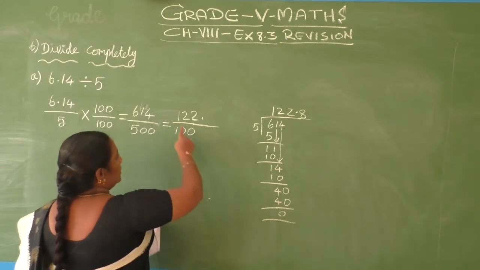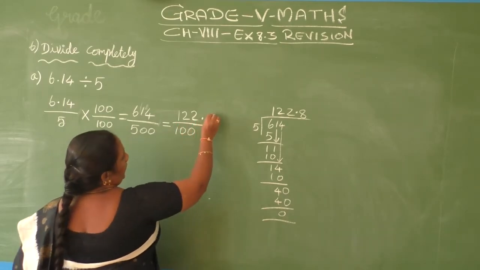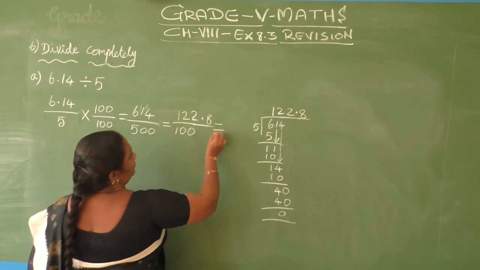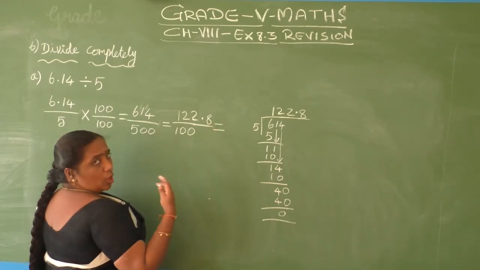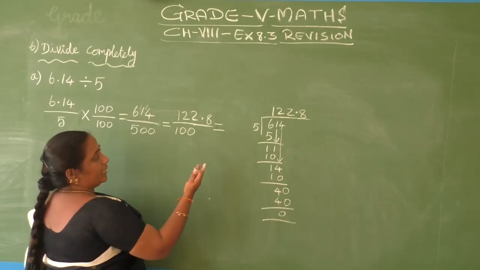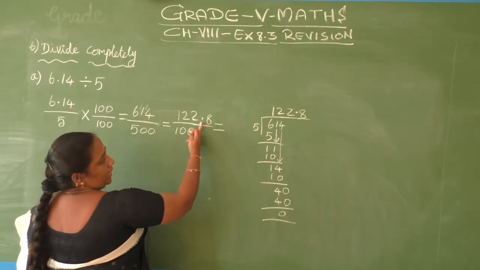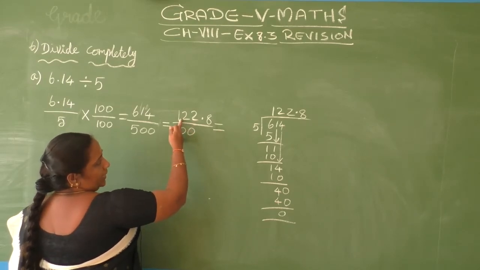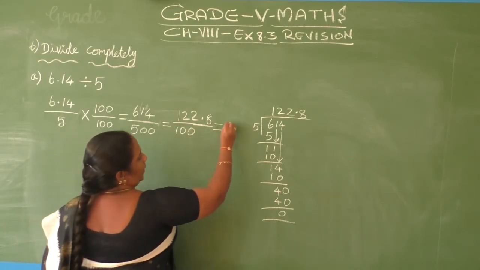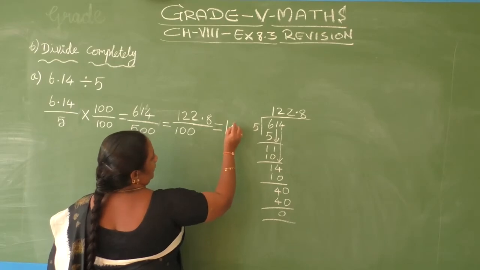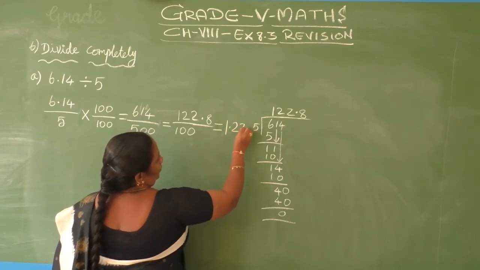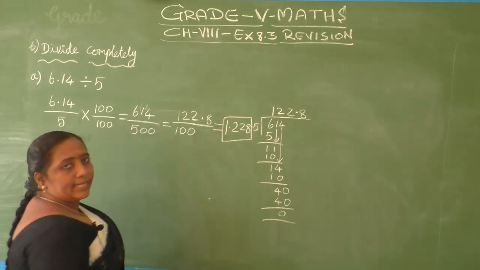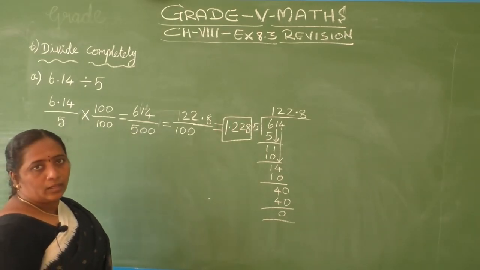So listen, 122.8 is the answer. Then afterwards, our denominator decides how many decimal places will come. Already there is 1 place in the decimal part. Again, 100 means 2 places will also come in the decimal part. That means totally 3 places will come in the decimal part. 2 2 8. So what is the answer? 1.228 is the answer. Okay.